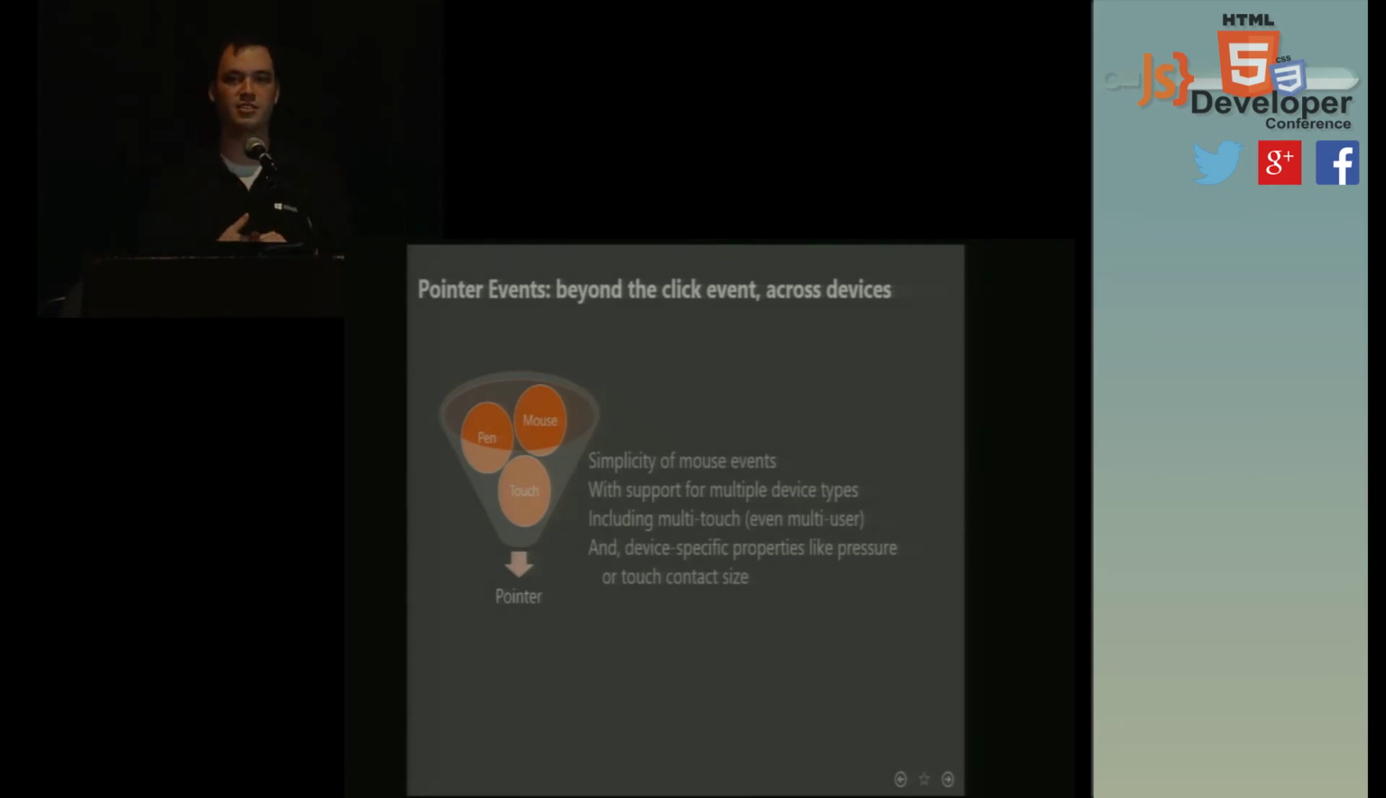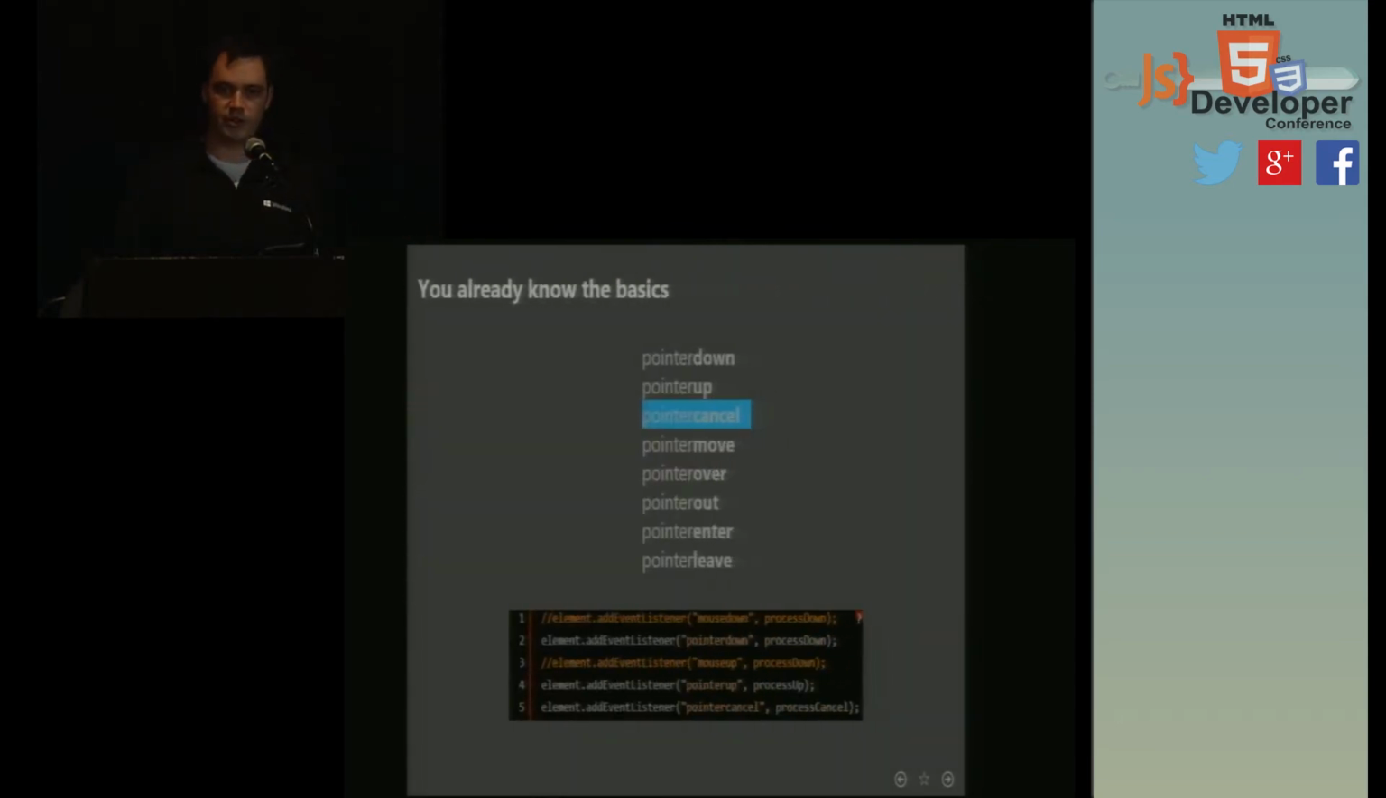And it uses a lot of the same practices and APIs you can find from mouse events. But it supports lots of different device types, including multi-touch. Multi-user is a conversation we've been having in the working group. If you think about Wii remotes, for example, multiple people using them at once, there are really neat applications you can think of there. And it has device-specific properties like pressure or touch contact size, and when you're on a device that doesn't support those things, those properties are emulated as best as possible.